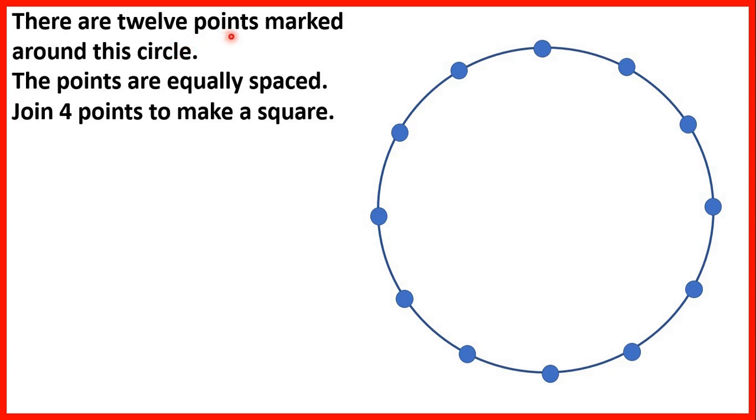There are 12 points marked around this circle. The points are equally spaced. Join 4 points to make a square. So we need to remember that the sides of a square are the same length.